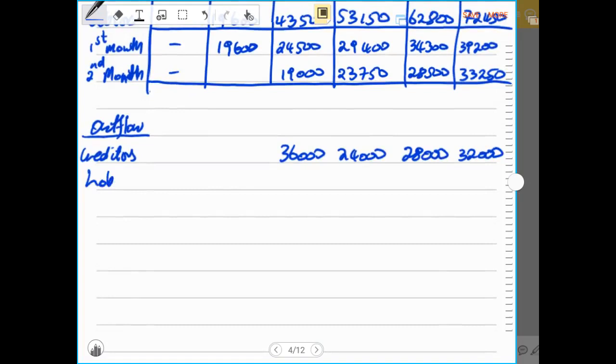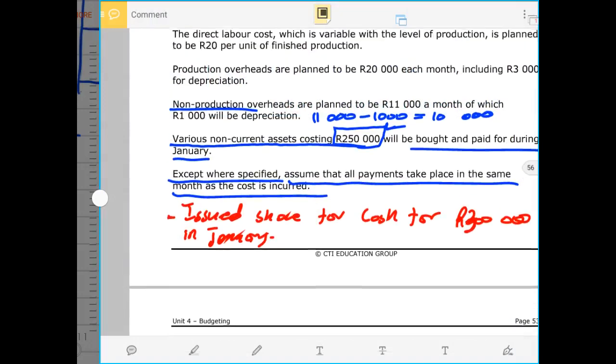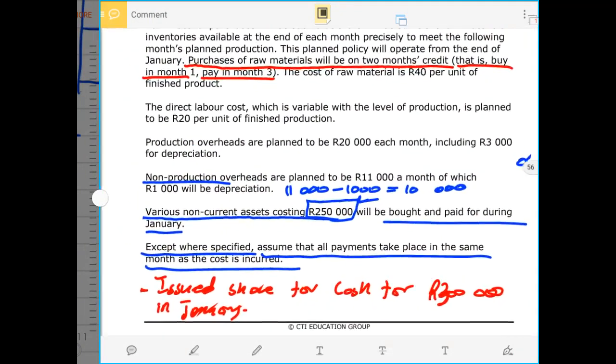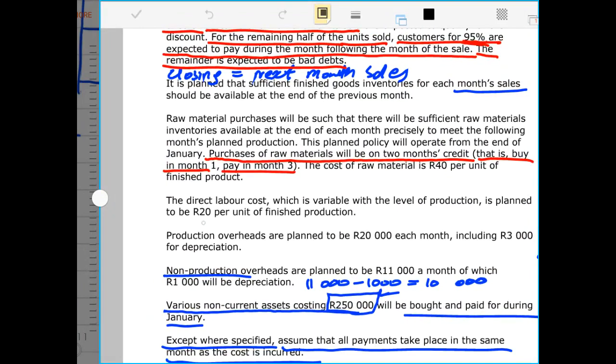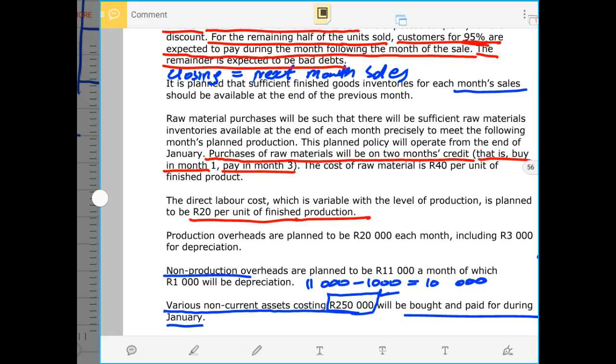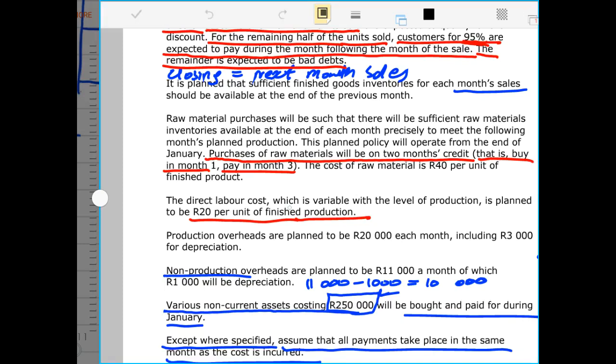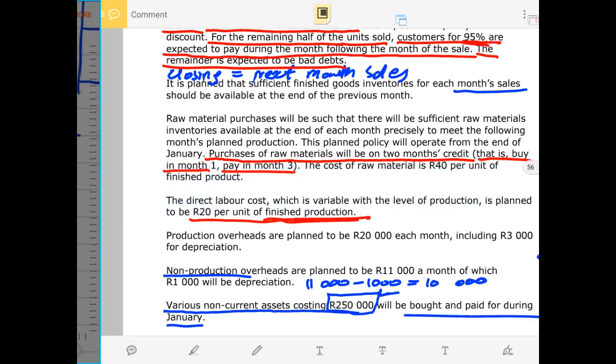We paid cost of labor, and the cost of labor was 20 Rand per unit. So we have to check if it was really 20 Rand per unit, and I think it was. They said to us that the cost of labor is 20 Rand per unit of a finished product. Therefore we have to go to the production, or the units that we produced, under the finished goods budget, guys. This is for the finished production.